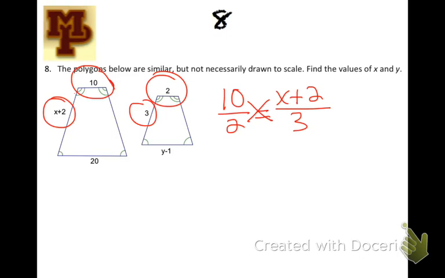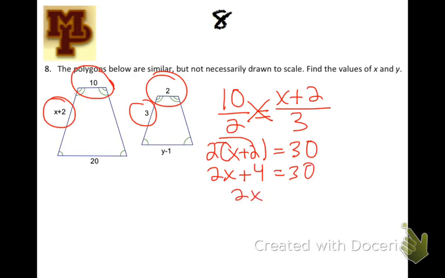When you do that, just make sure that you distribute the 2. So let's see what we got here. When you have parentheses, it'd be like this, just showing the work. Make sure you distribute that. So it'd be 2x plus 4 equals 30, and 2x equals 26, and x has to be 13.